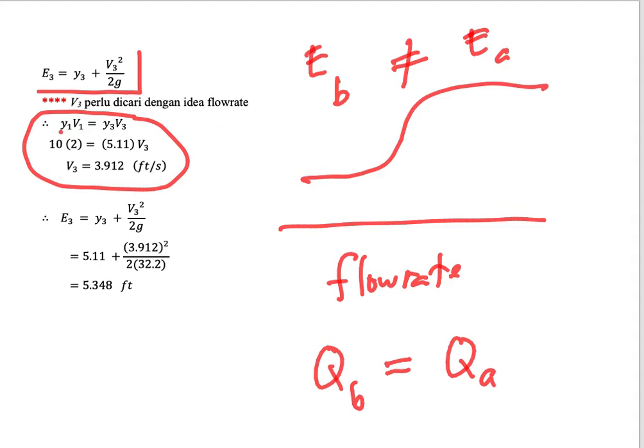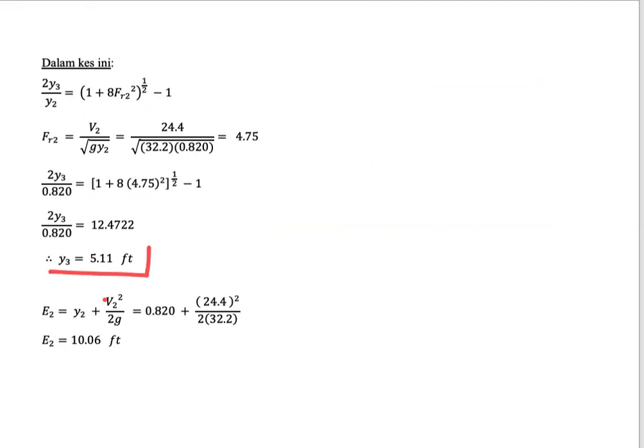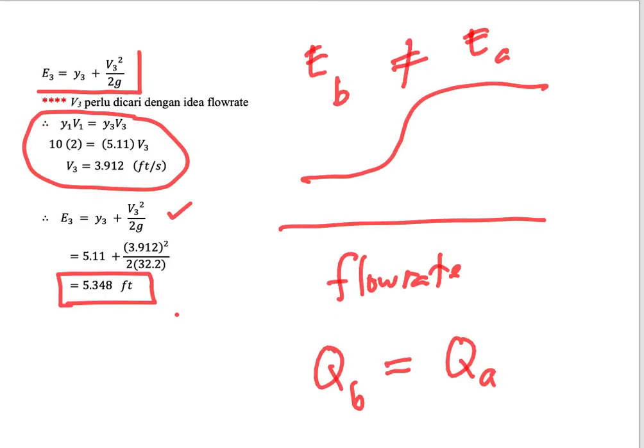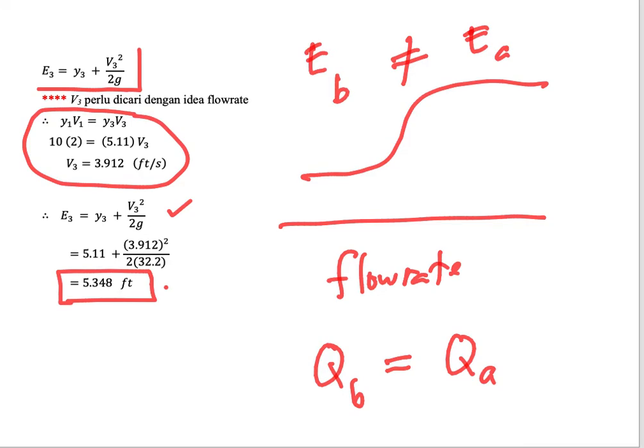So if we equalize flow rate 1 and flow rate 3 and substitute all the values, we could get the velocity at point 3 as 3.912 feet per second. We substitute into this equation, and we get that the energy at point 3 is 5.348 feet. You can see the energy at point 3 is lower compared to the energy at point 2. If you calculate the energy at point 1, it will show the same amount, 10.06. But after the hydraulic jump, the energy is reduced to 5.348 feet.